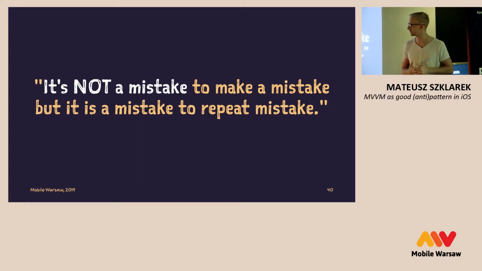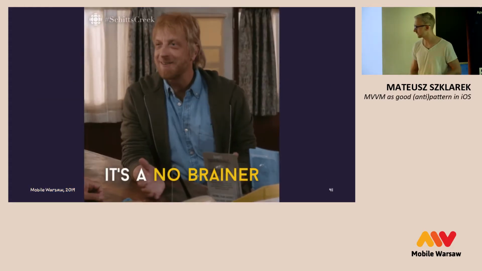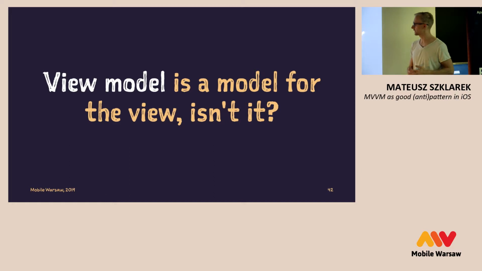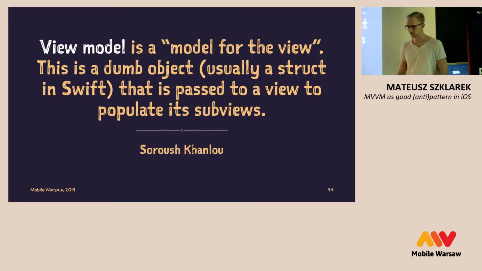I want to say that everyone makes mistakes, but it's much more important what you will do with this knowledge in the future. So let's look at the second definition, which is much simpler. View model is a model for the view. Yes, it is. It should be a dumb struct that is passed to a view to indicate view state and populate its subviews. Simple as that.